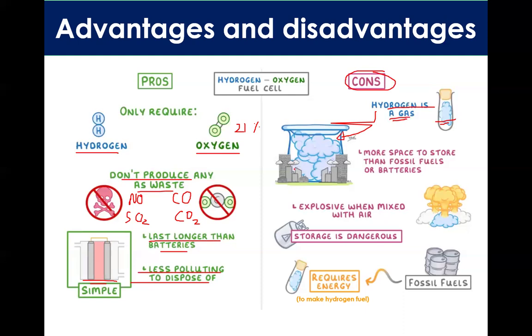So even if you start using them in cars, you'll run out of hydrogen very quickly because hydrogen is a gas, and it cannot easily be kept in liquid form, because it requires such low temperatures, okay, such sub-zero temperatures to be turned into a liquid. So the storage of hydrogen is a really big problem when it comes to hydrogen oxygen fuel cells. It requires more space to store than fossil fuels or batteries.